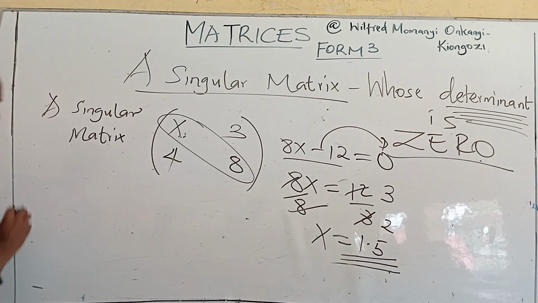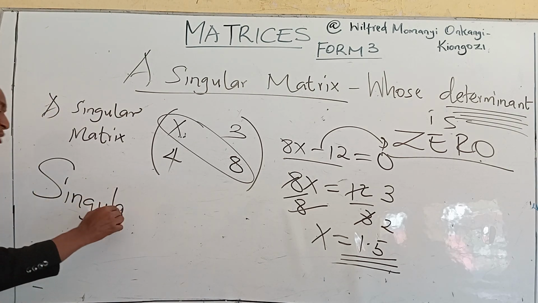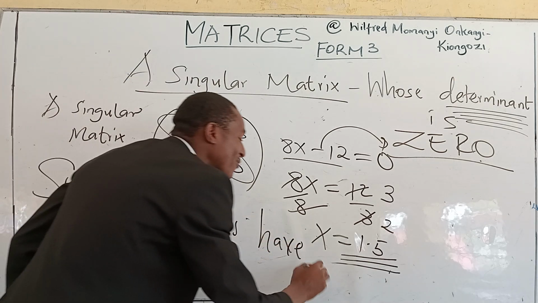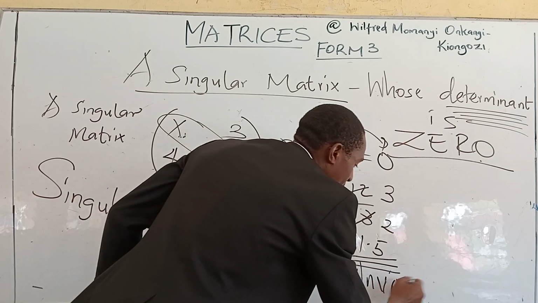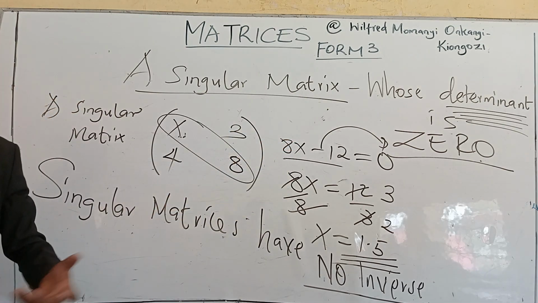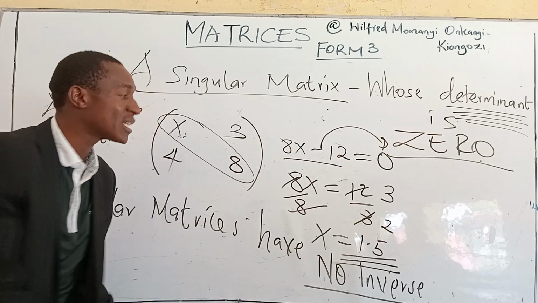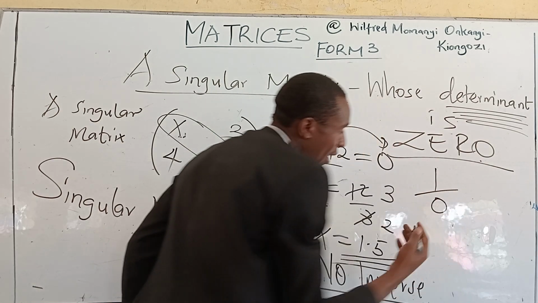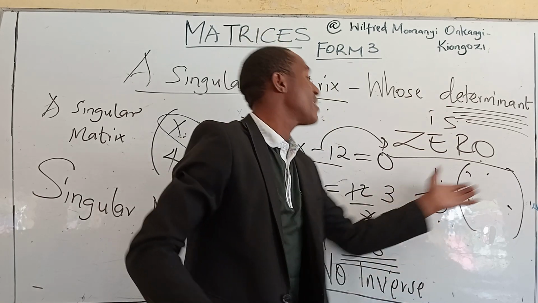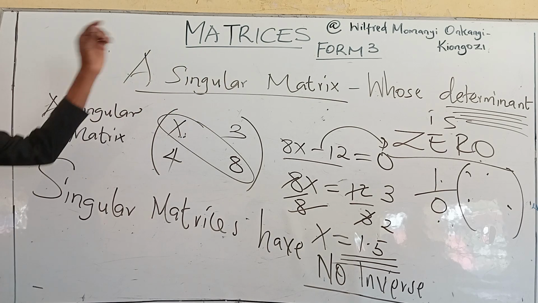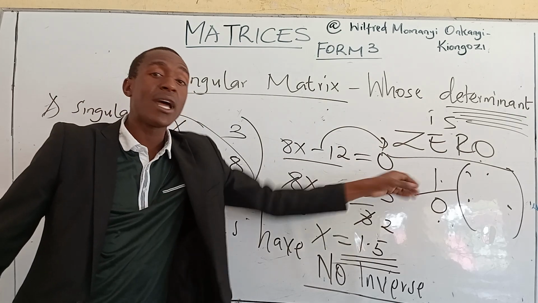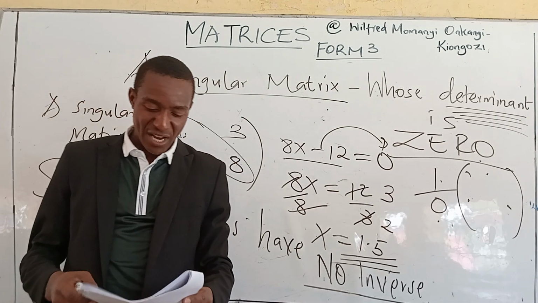And for that reason, singular matrices have no inverse. Why? If the determinant is 0, then they don't have any inverse. Because we shall say 1 over determinant 0. 1 over 0 times the interchanging of the values and what have you. The moment you have 1 over 0, you have everything becoming 0. So inverse is not there in a singular matrix. So a singular matrix is a matrix whose determinant is 0, and that matrix does not have an inverse.